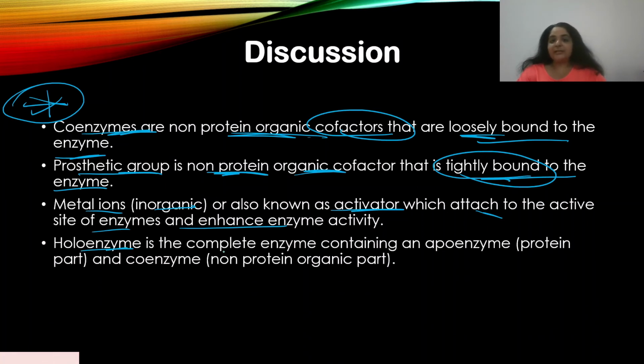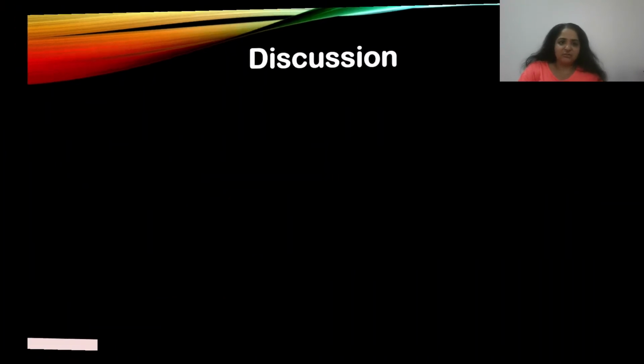Also, holoenzyme is the complete enzyme containing an apoenzyme and coenzyme. Think of apoenzyme as the protein part of the enzyme. Holo is like the complete structure. It has the non-protein part as well as the protein part. So think of holoenzyme as the complete structure of the enzyme. That's holoenzyme. I guess I've answered the question. Let's go back to the question.